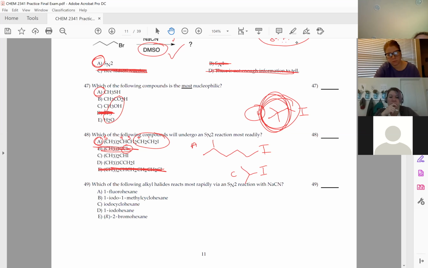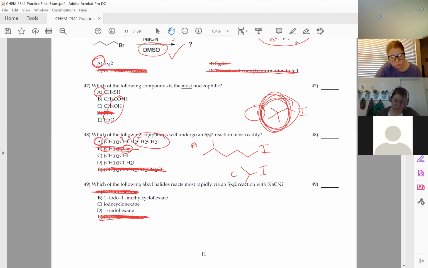Okay, 49. Which of the following alkyl halides reacts most rapidly via an SN2 reaction with sodium cyanide? What's the first thing that we can do some answer eliminating on? The leaving groups. Right, so which one do we prefer? Iodine. So let's cross out this fluorine option. That's horrible. Bromine is gone.